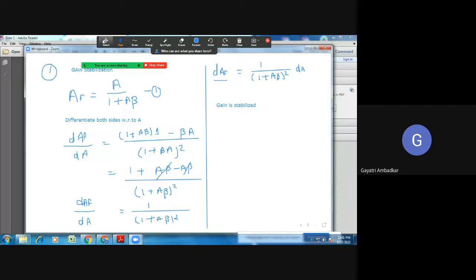We will divide this dAF by AF because we want fractional changes, dAF upon AF, which is the changes in the gain with feedback. So I can get this as 1 upon (1 plus A beta) bracket square into dA. I have to divide this term as well.